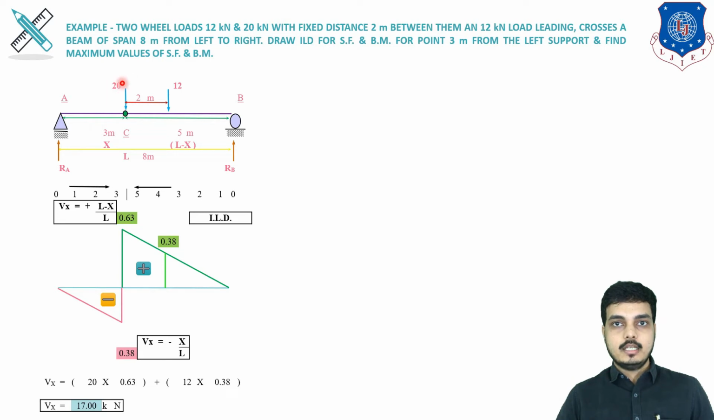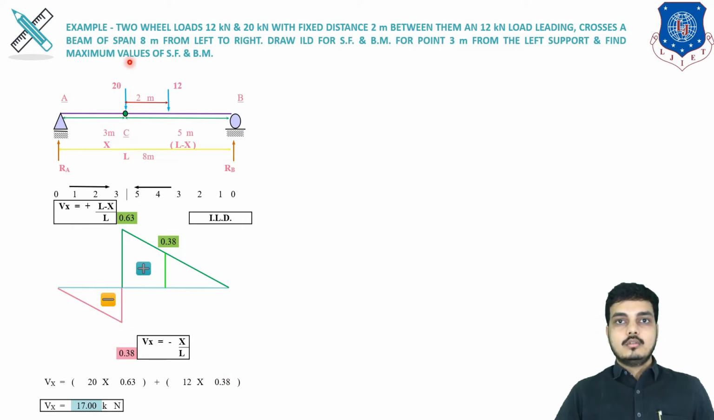So what I did, the 20 kilonewton I have placed at the section which will be giving me the peak value, and then 20 multiplied by 0.63 and 12 multiplied by 0.38 will be giving me this maximum shear force. Now you must ask, sir, why have we not done it with the negative?